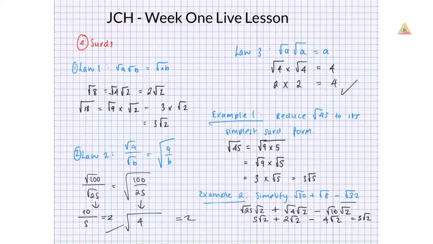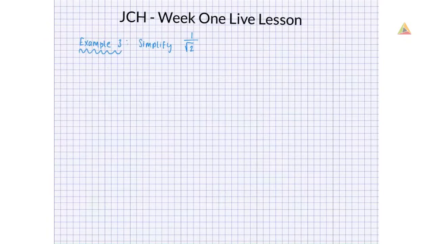So it just takes a bit of practice with these. The last example I'm going to do with you is an example that you see here. So simplify 1 over root 2. Now there's a rule here. When you see a surd on the bottom as a denominator, the way you get rid of that surd is to multiply everything by the denominator. Okay, so you're going to multiply the numerator and the denominator by whatever the denominator is. So I'm just going to put that rule in.